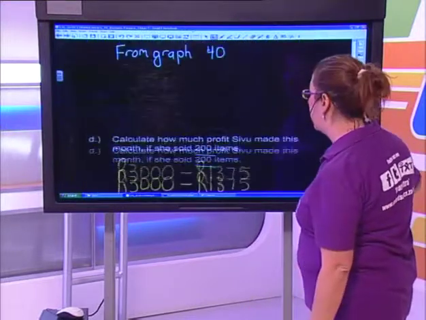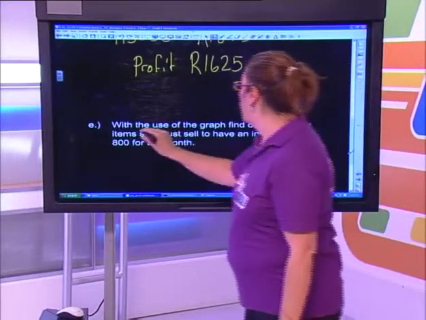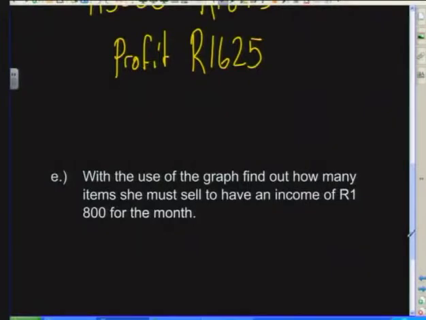So let's go see what the next part of the question is. With the use of the graph, find out how many items she must sell to have an income of 1,800 Rand for the month. Now this tells you to do it from the graph. So go back to our graph.